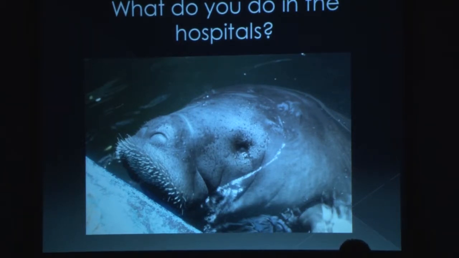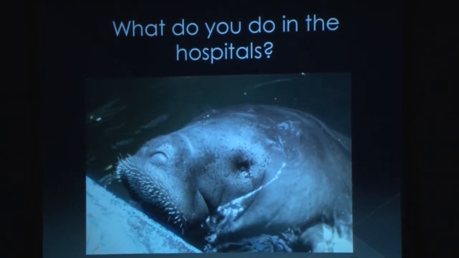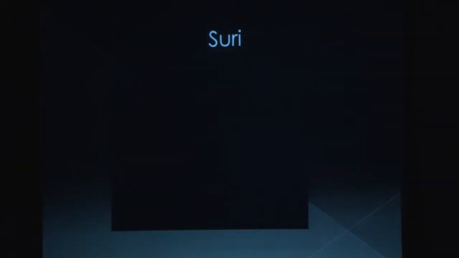So what do we do? What do we do in the hospital? This is a manatee from the manatee rescue, because manatees are endangered, and the Amazon has, or used to have, a lot of manatees, and people kill them because they want to eat them as well. And we're kind of back to the marketplace.